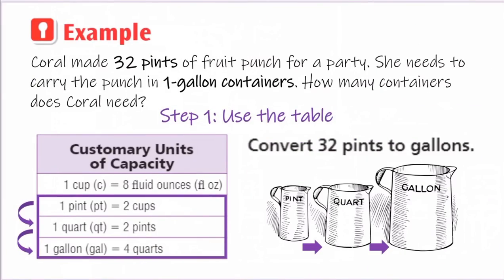All right, here's an example. And I think there's only one example, yeah, there's only one example in this whole thing. So we're about done. Carl made 32 pints of fruit punch for a party. She needs to carry the punch in 1-gallon containers. Okay, we're going from pints to gallons.